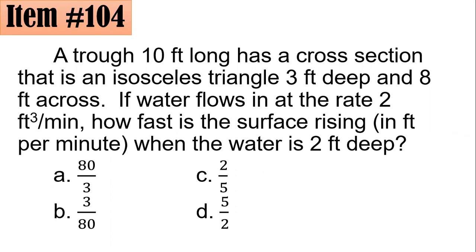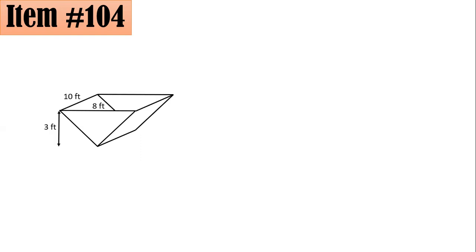To solve this problem, this is how your trough looks like. An isosceles triangle, and then it's like a prism. Those are its dimensions: this is 10 feet, this is 8 feet, and the perpendicular height is 3 feet. If you fill that with water, this particular part has a height h.